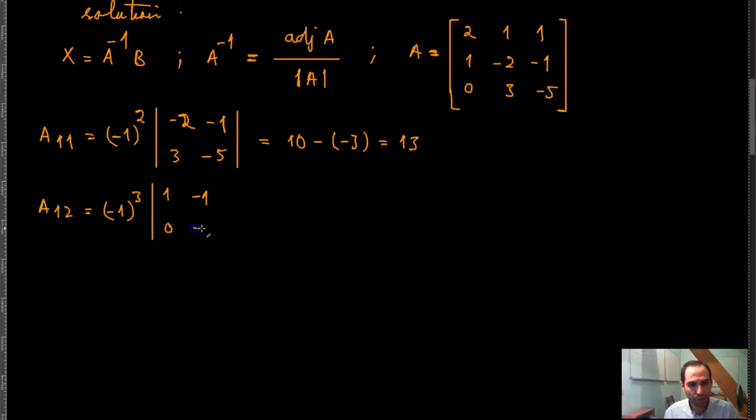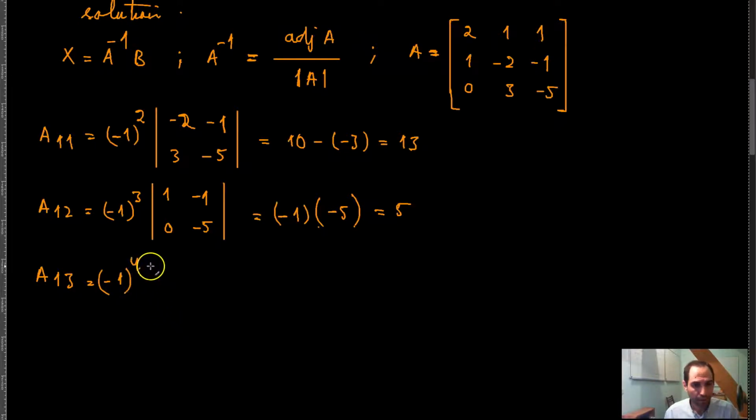1, negative 1, 0, negative 5. And then you have negative 1 times negative 5, and that is equal to positive 5. Now A of 1, 3 is equal to negative 1 raised to the fourth power times this determinant. Delete this column, delete this row: 1, negative 2, 0, 3. That is equal to positive 1 times 3 minus 0, which is equal to 3.